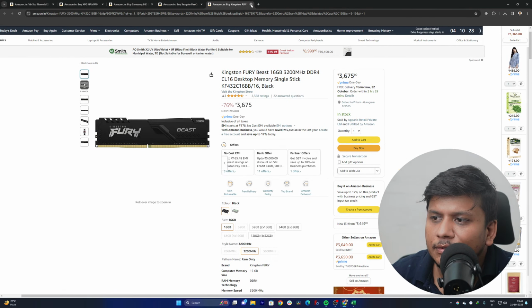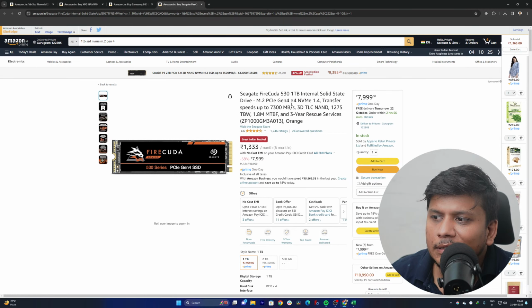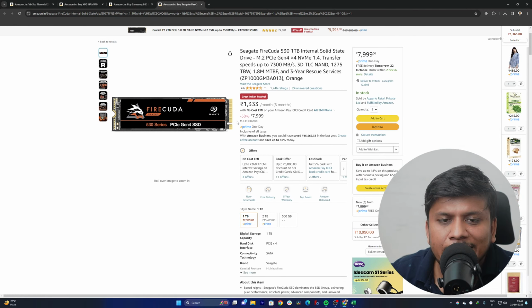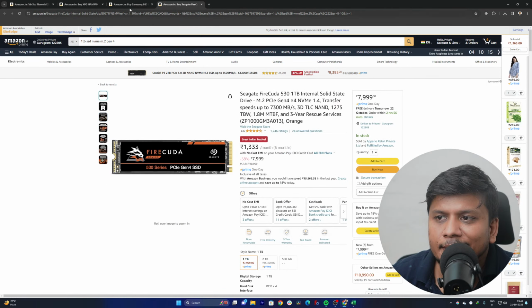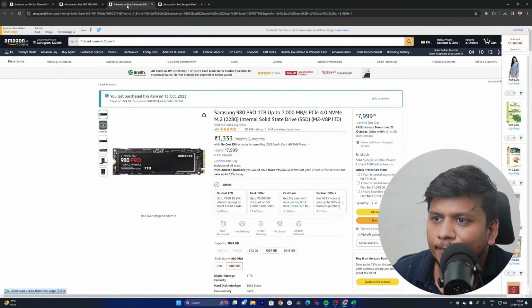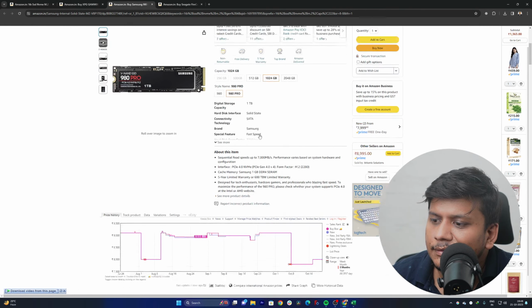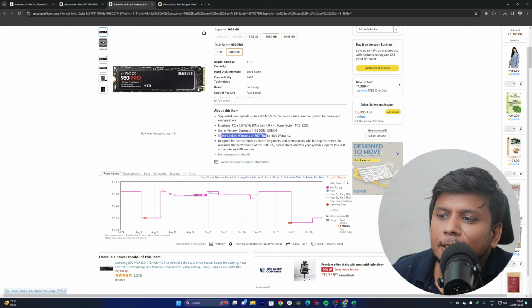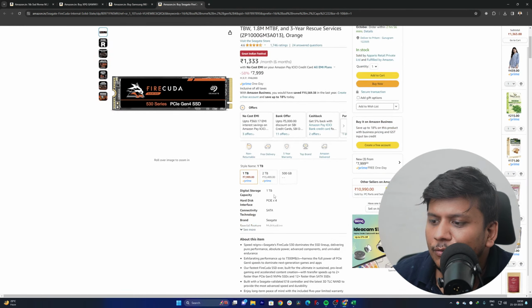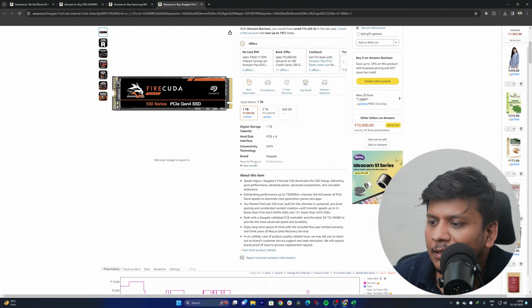Let me actually close these RAMs. So all these drives, if you go deeper inside, I do not want to waste your time here. If you go deeper inside, they are rated for 600 terabytes of read and write. So here you can see 600 terabytes of write. Sorry, it's not read and write, it's only write. So all these drives, no matter which one you buy, have a similar rating.